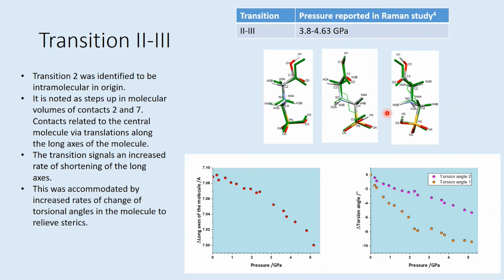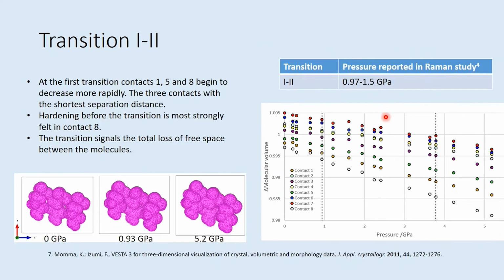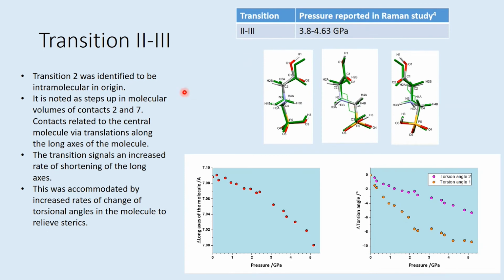So the second transition, we were able to track down to an intermolecular effect. So if we look quickly here, we can see that these two contacts here, contact 2 and contact 7, were the only two to show this stepping up behavior, as we saw before in our initial CellVol plots. And we were able to identify them to be two contacts related to the central molecule by translations along the long axis of the molecule.